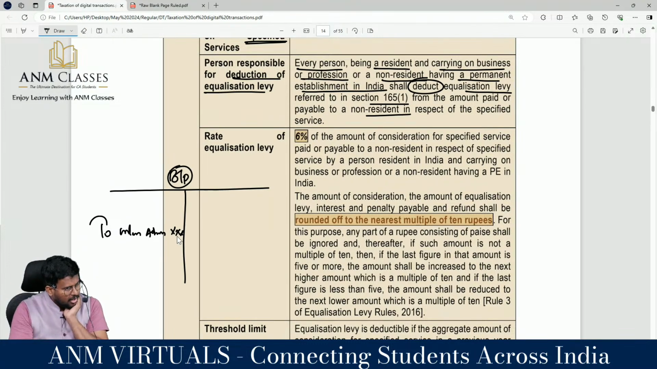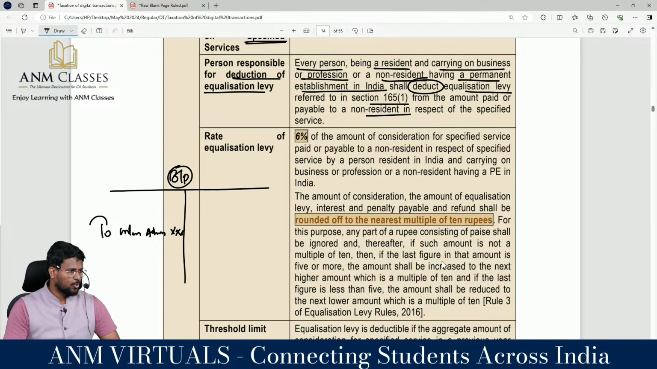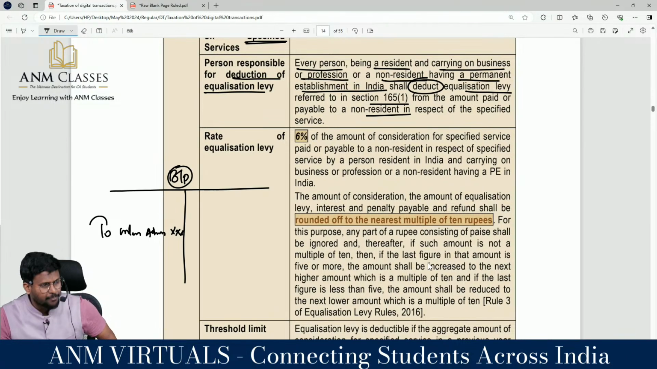1B, B stands for broadcasting. We have talked about it in PGBP. Yes, sir. So without deducting the equalization levy, if you are debiting that item in the P&L account, 100% will be disallowed, as per section 40A subsection 1B.